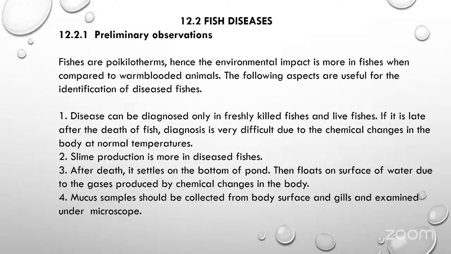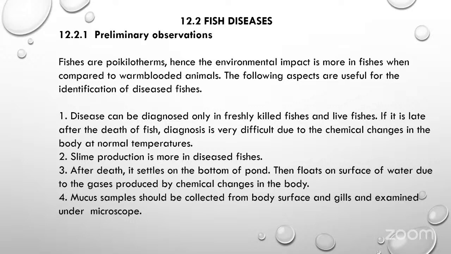Now, how do we know that the fish is having some disease? What are the preliminary observations we can make so that we can diagnose the disease and give the treatment? Fishes are poikilotherms, hence the environmental impact is more in fishes when compared to warm-blooded animals. The following aspects are useful for the identification of diseased fishes.